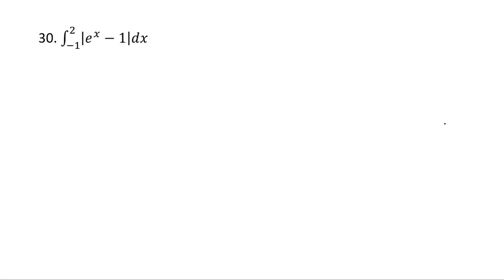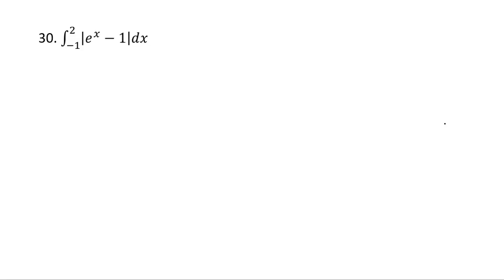Number 30, integral from -1 to 2 of absolute value e to the x minus 1 dx. I would assume most people would think this is hard or intimidating because of the absolute values. How do we handle absolute values? It's not that hard if you really understand what we're doing, okay?